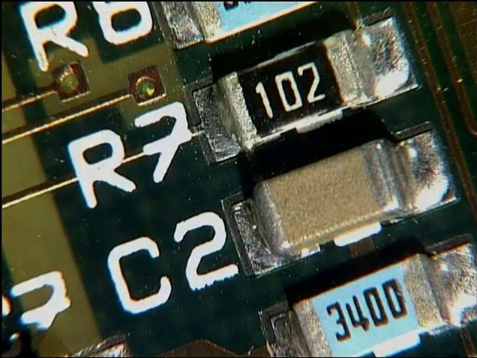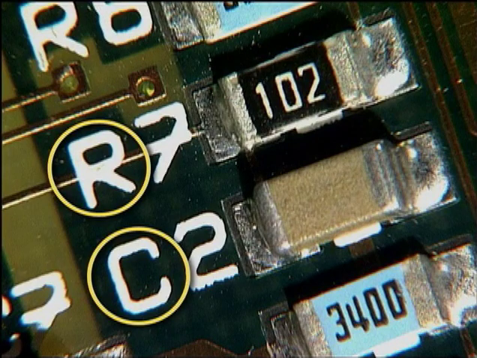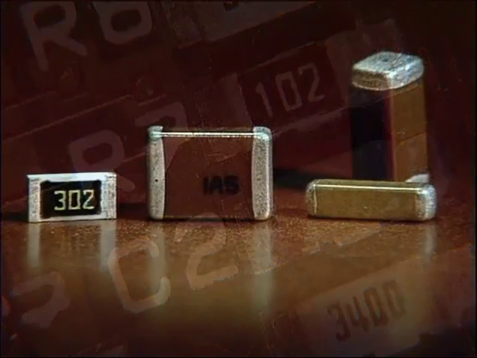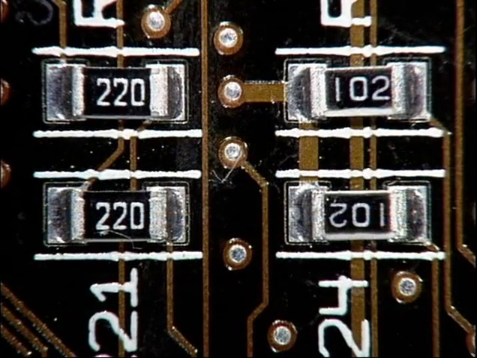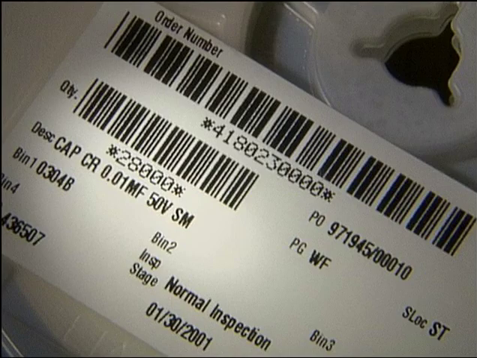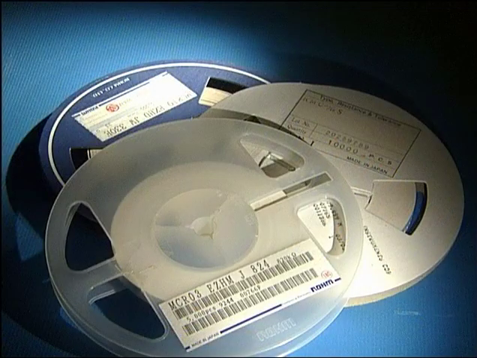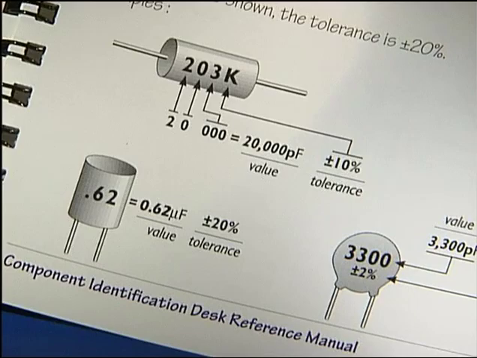Like their through-hole counterparts, chip resistors use the letter R as a reference designator, and chip capacitors use the letter C. Chip resistors and capacitors may have numerical value and tolerance codes rather than color codes. These codes are sometimes printed on the component body if the component is large enough. More often, the value and tolerance is printed on the label of the tape reel along with the part number. The Component ID Reference Manual contains an explanation of how to read the number codes for resistors and capacitors.